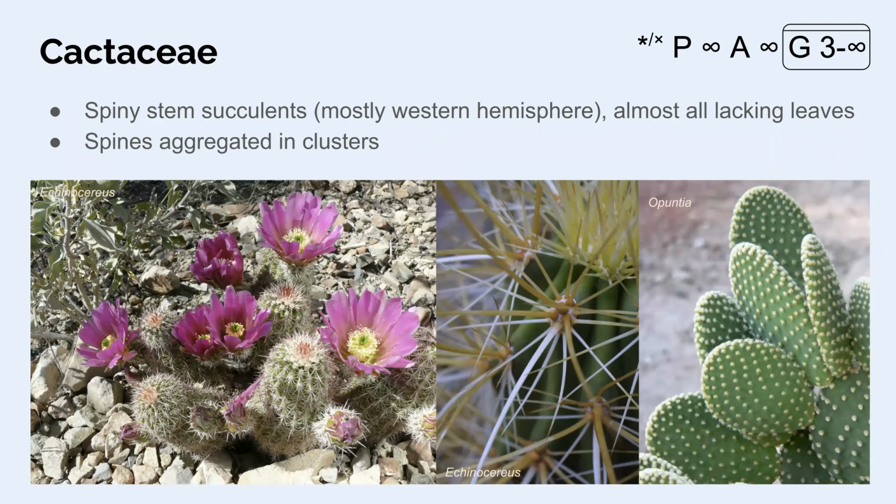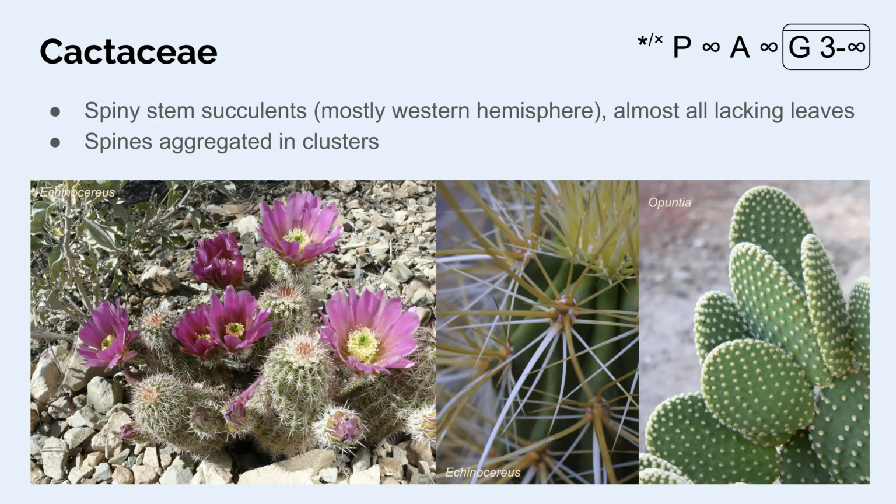So as I have here, stem succulents. This is a family that is almost entirely species without leaves. So that makes them a little bit easier to recognize. If you've got a stem succulent and you don't have any leaves, you could be well on your way to identifying a plant in this family, Cactaceae.